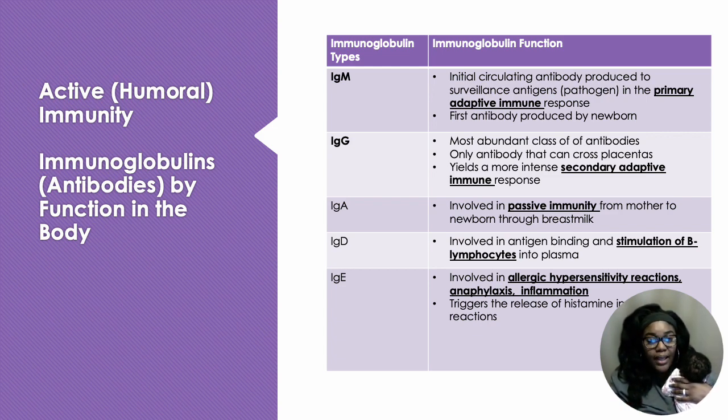We'll move on to IgA, and this one is more involved with passive immunity, and you'll see IgA especially when there's a newborn and a mother. IgA is the immunoglobulin involved with antibodies passed from mother to newborn. We have IgD, which is more specific to the stimulation of B lymphocytes, and we'll discuss what B lymphocytes are in a little bit. IgD is more closely associated with B lymphocytes and developing them into plasma cells. We have IgE, which is more related to anaphylaxis and the inflammation response. You normally have IgE detected when there's some sort of allergic hypersensitivity reaction, and ultimately it does trigger the release of histamine in these reactions.